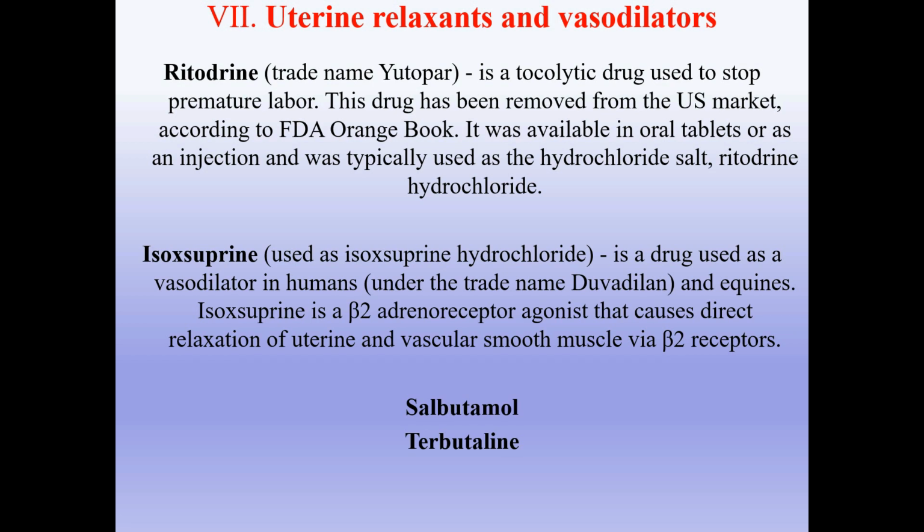Isoxsuprine, used as isoxsuprine hydrochloride, is a drug used as a vasodilator in humans under the trade name Duvadilan and in equines. Isoxsuprine is a beta-2 adrenergic receptor agonist that causes direct relaxation of uterine and vascular smooth muscles via beta-2 receptors. Others are salbutamol and terbutaline, which I mentioned before.